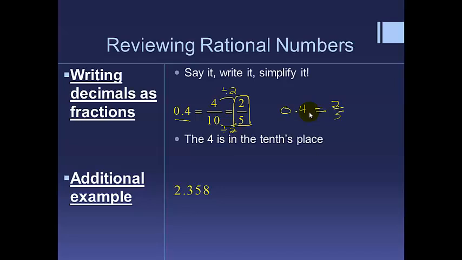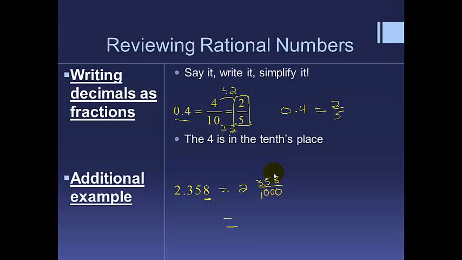So here's an additional example. So if I'm looking at it, I'm going to be looking at the last place. And I know it's going to have the 2 there, so I'm not going to worry about that right now. So this is our tenths, hundredths, thousandths. So this is going to be 358 over 1,000. So I want you to go ahead and simplify that and see what we get.